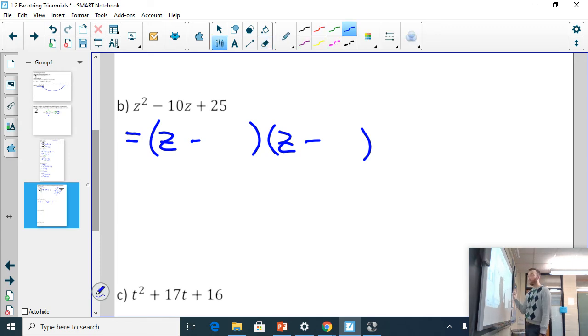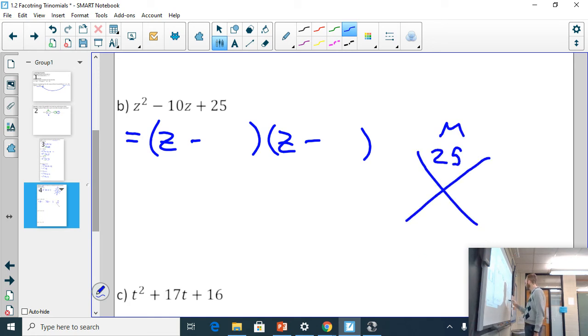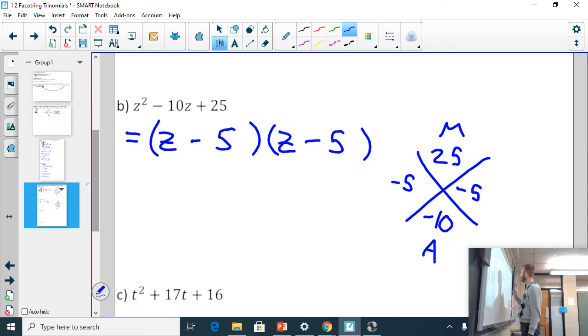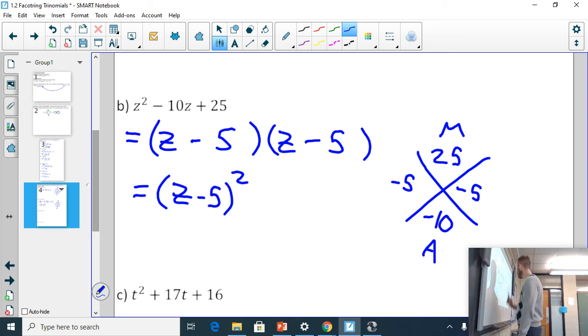And then again, we follow our pattern from before, right? We have to multiply to that last number, 25, and we have to add to that middle number, which is negative 10. And I think negative 5 and negative 5 do that, and that makes sense because we needed two negatives, right? And that's the answer. And then a nicer way to write that is z minus 5, and then times itself is squared. Just a note.